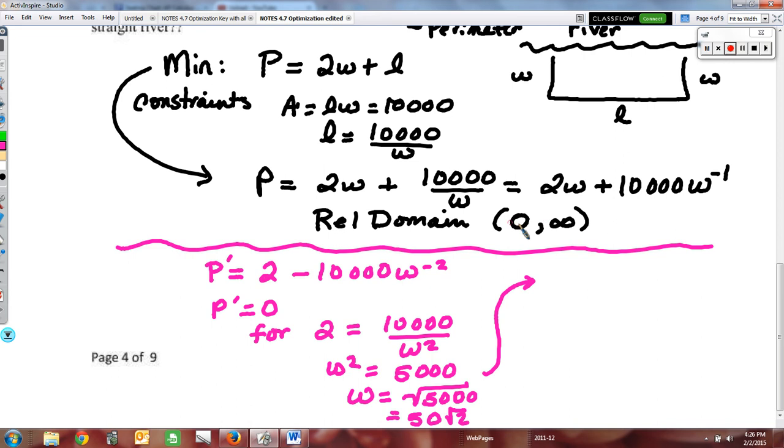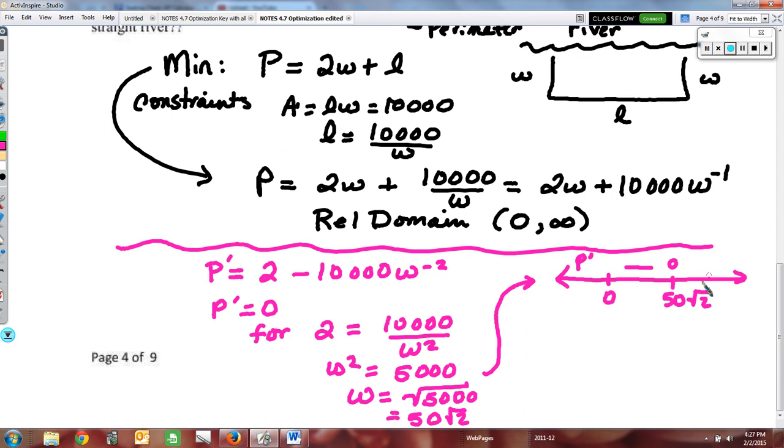If I was to do a sign chart for the first derivative, P prime, starting at 0, and our critical value is going to be this 50 square root of 2, where P prime is 0. If we plug in a number over here, remember this is like 1, let's plug in 1. That would be 2 minus 10,000 over 1. Obviously, that's going to be a negative number. If I plugged in 0, which I can't because that would be not allowed, but we don't worry about that because I only care about 0 and above.